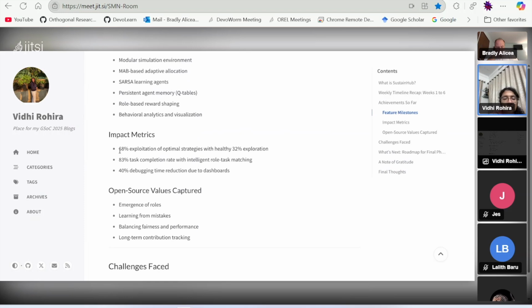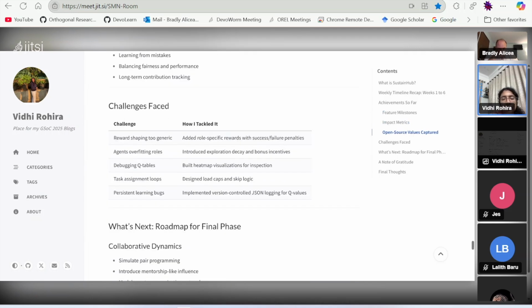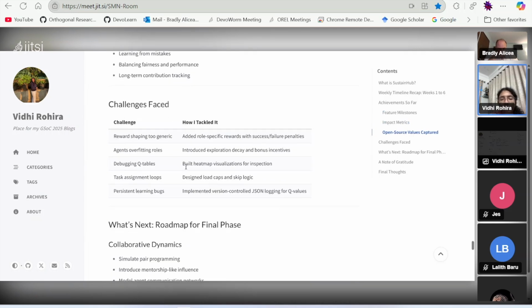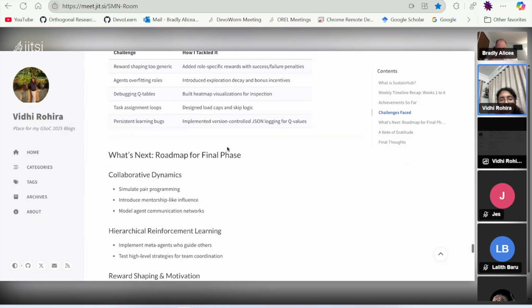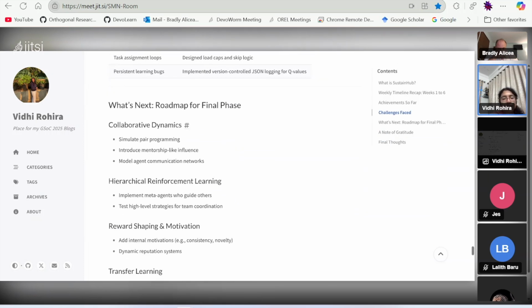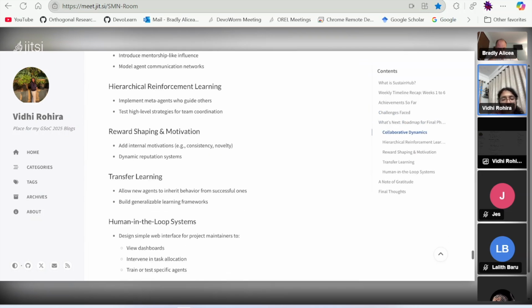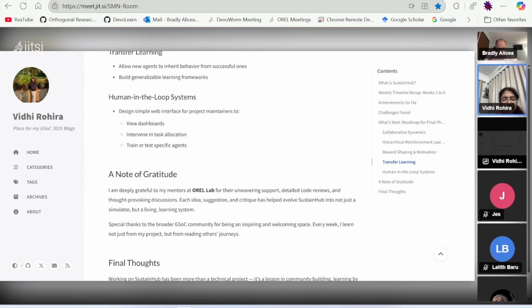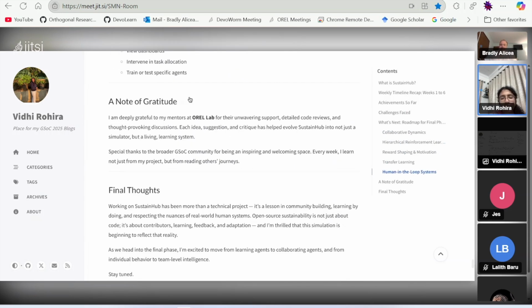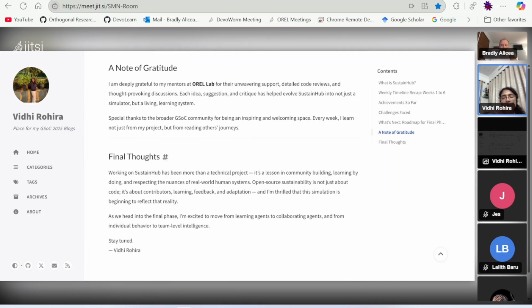The impact metrics, that we have 68% exploitation and 32% exploration, and approximately 83% task completion. And that's it. Something about what challenges I've faced and how I tackled them, and what I'll be doing next: the metrics and shaping the rewards again, transfer learning, human in the loop, and final thoughts on how I have been doing this with GSoC, under INCF.